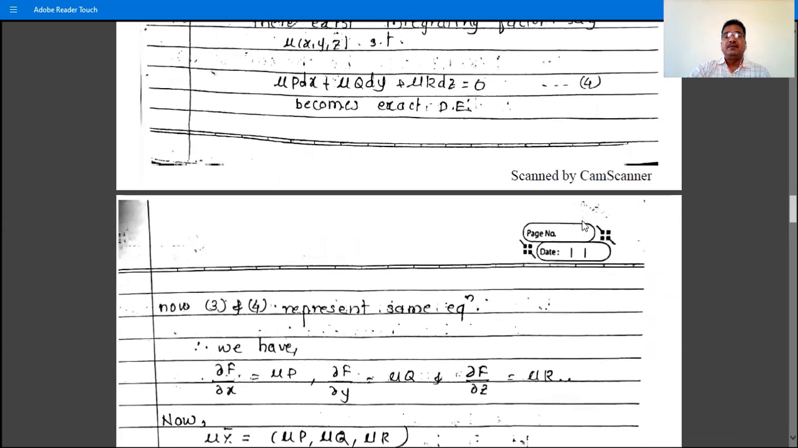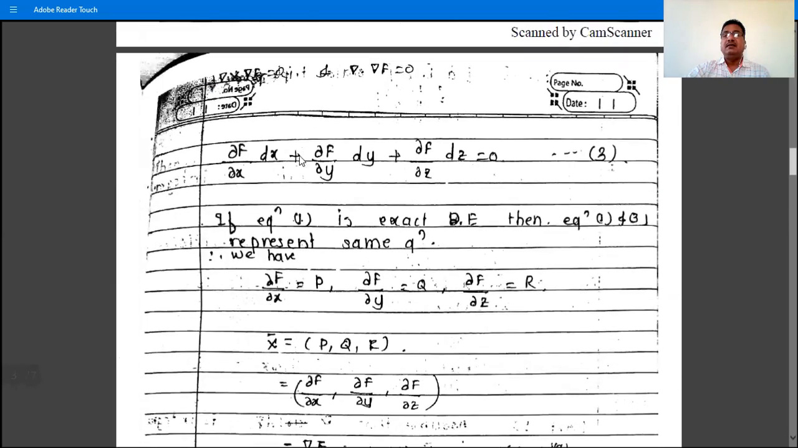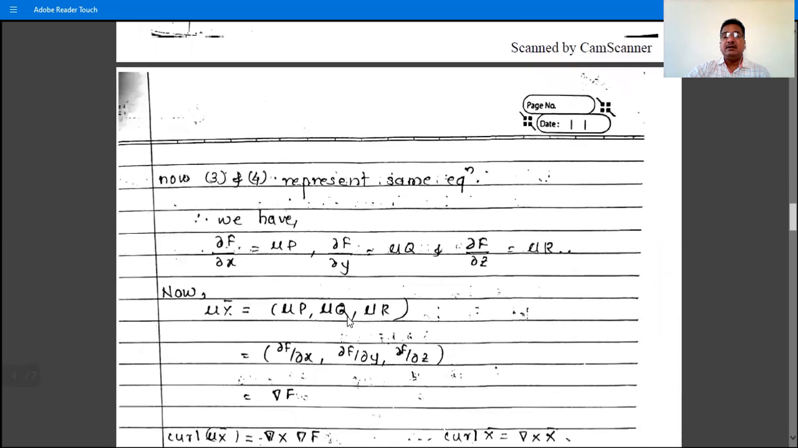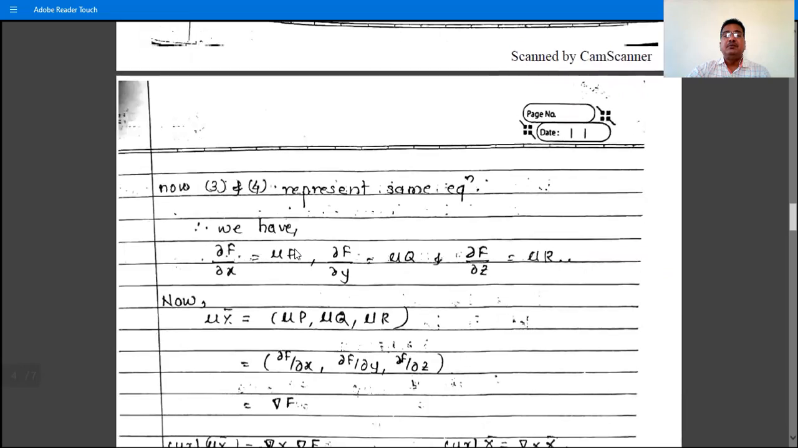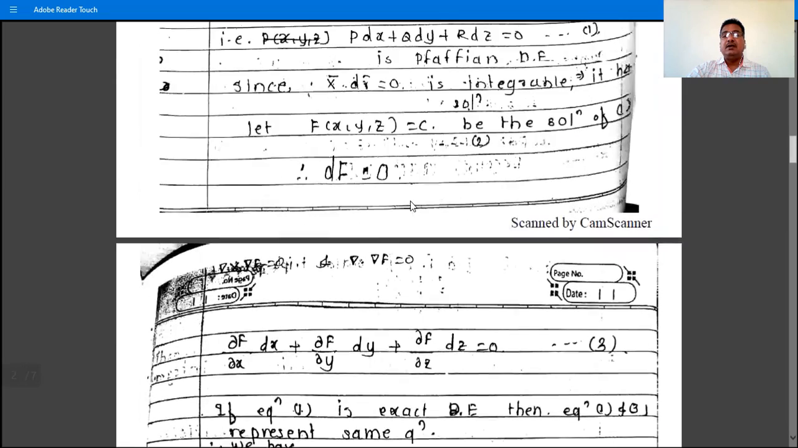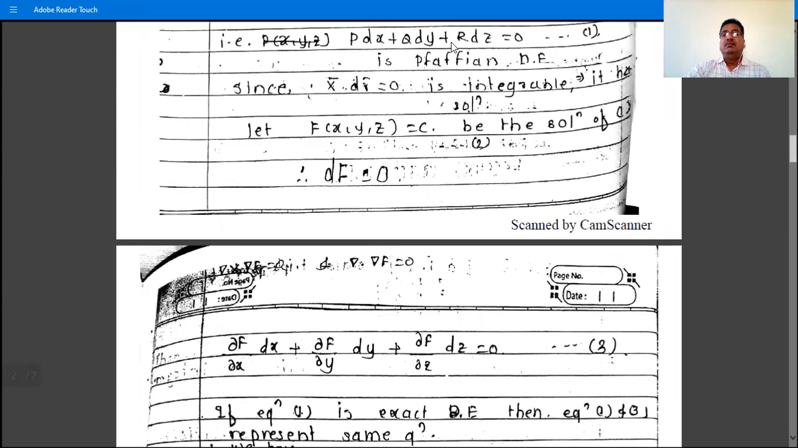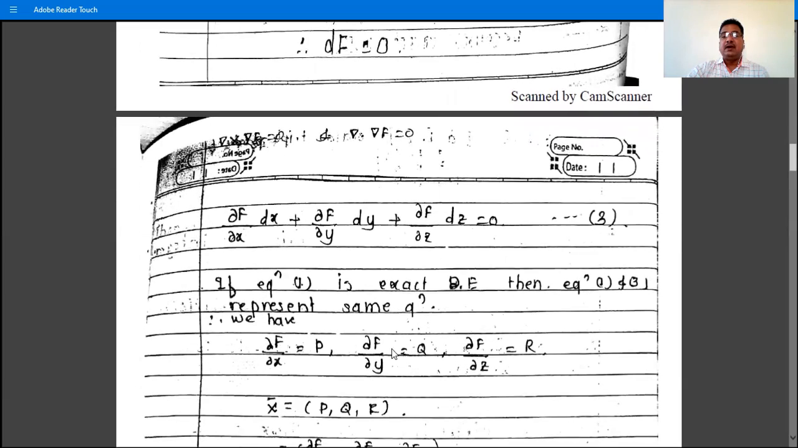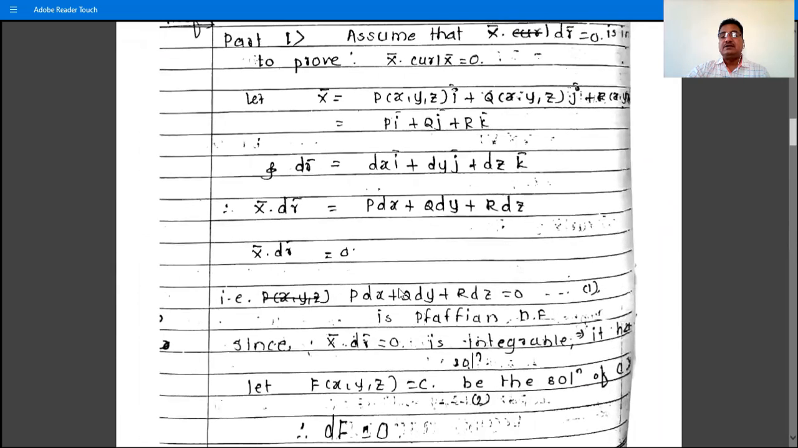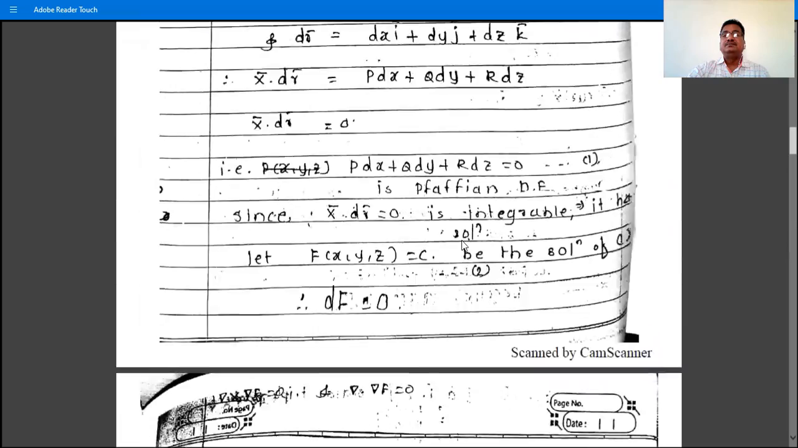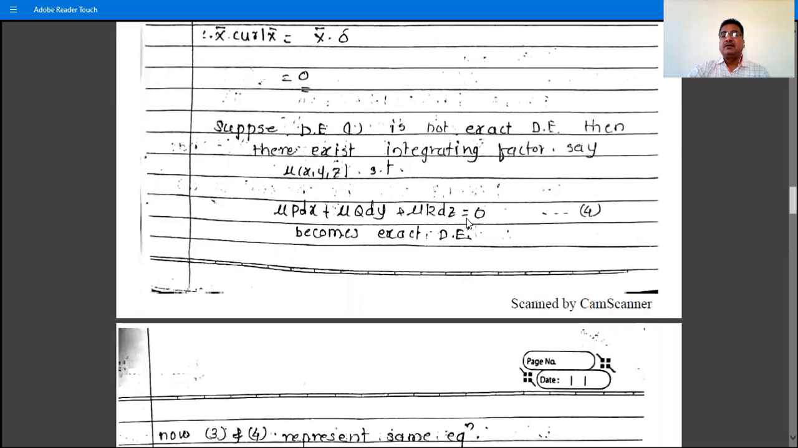Suppose it is equation 4. So now 3 and 4 represent the same equation, and therefore ∂f/∂x is mu P. If the given equation 1 is exact, then 1 and 3 are the same. But if equation 1 is not exact, then after multiplying by the integrating factor, it becomes exact, and therefore after multiplying by mu, we have this.